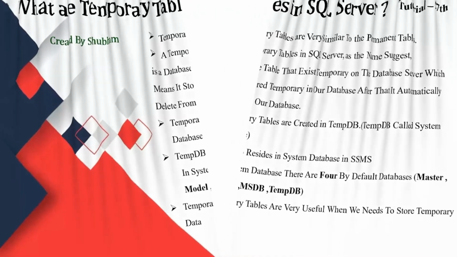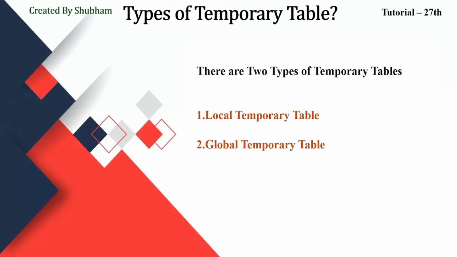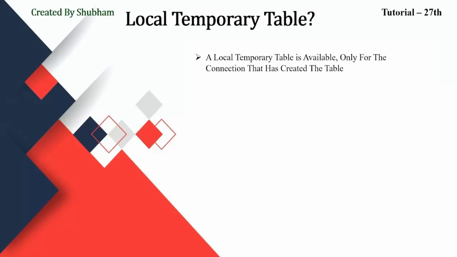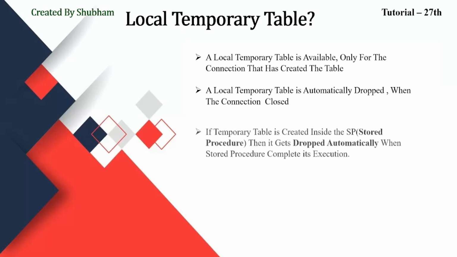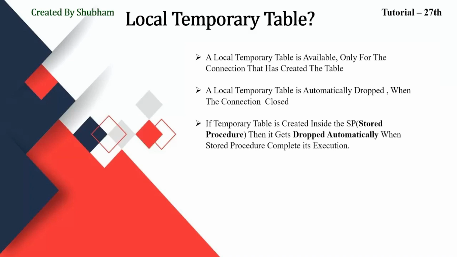There are 2 types of temporary tables. The first one is the local temporary table and the next one is the global temporary table. So let's first talk about the local temporary table. A local temporary table is available only for the connection that created the table. A local temporary table is automatically dropped when the connection is closed. And if a temporary table is created inside a stored procedure, then it gets dropped automatically when the stored procedure completes its execution.